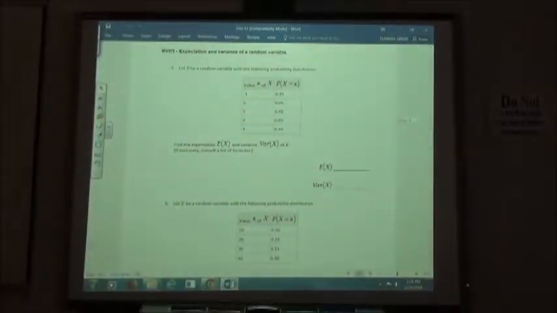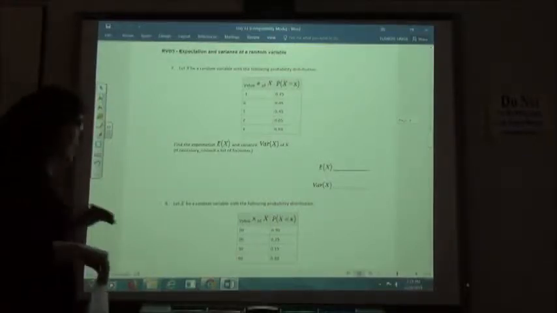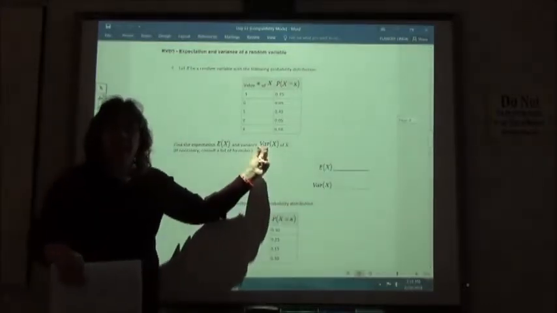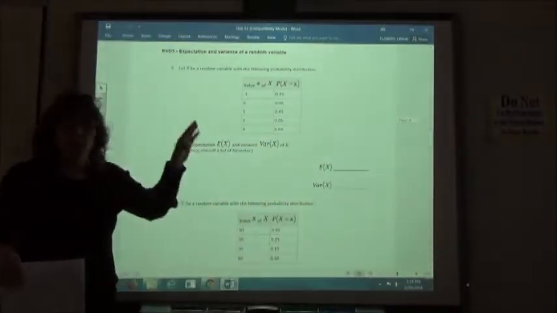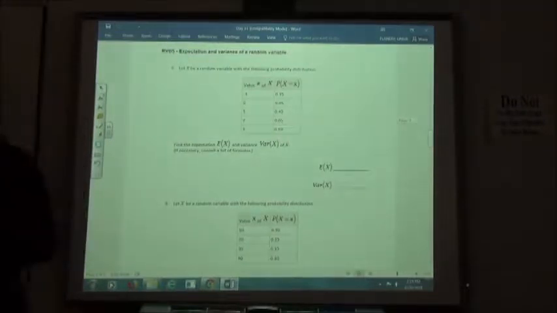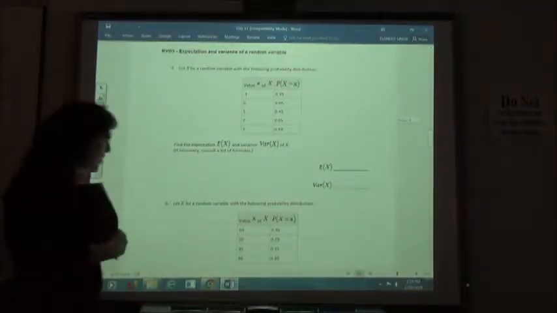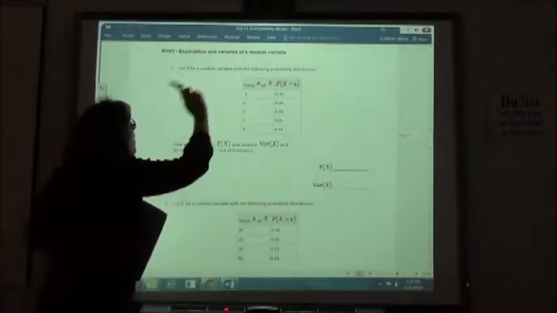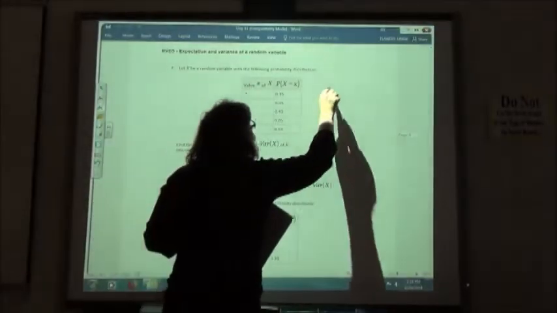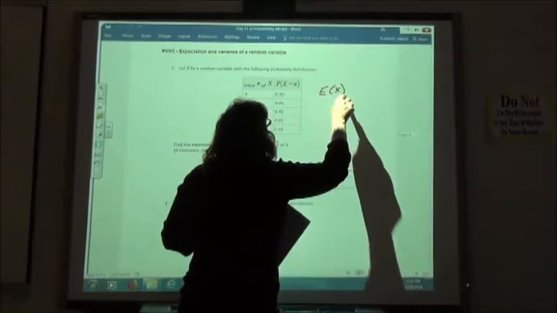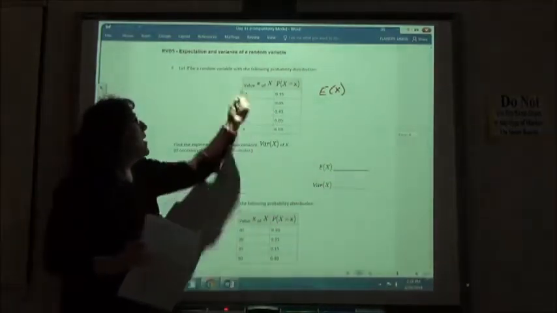All right. Expectation and variance of a random variable. The expectation is like finding the weighted mean. We did the weighted mean before. The variance is your standard deviation squared. So it just gets rid of the square root from our standard deviation formula that we did before. So first thing we're going to do is figure out what the expectation is, which is basically the same thing as finding your weighted mean.